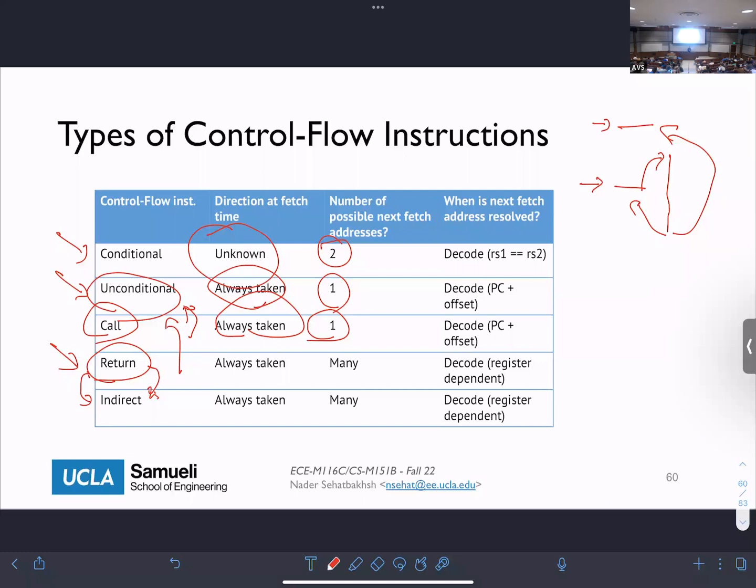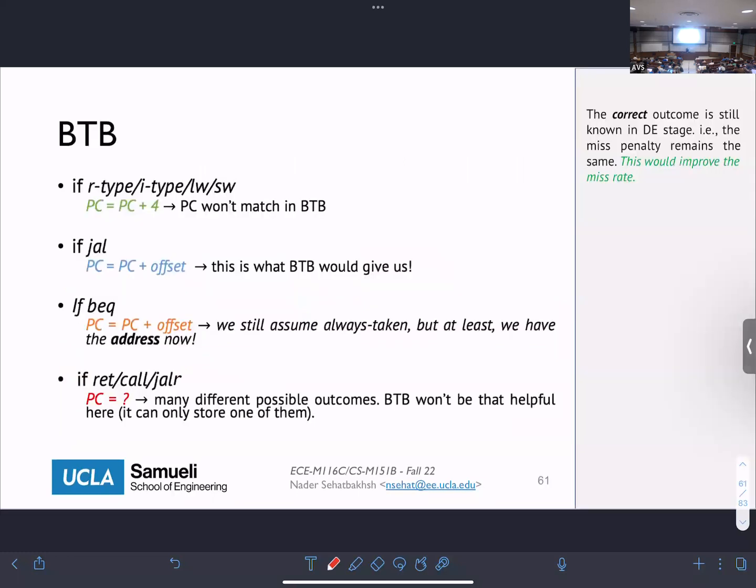The direction of the branch is, in most cases, always taken, but for conditional branches it is unknown: sometimes it's taken and sometimes it's not. So let's see, with this BTB and all the things we have done so far, how many of these we have covered. First of all, for non-branches, such as R-type, I-type, LW, SW, and all those things, we are good to go.